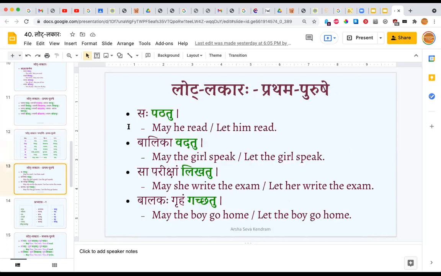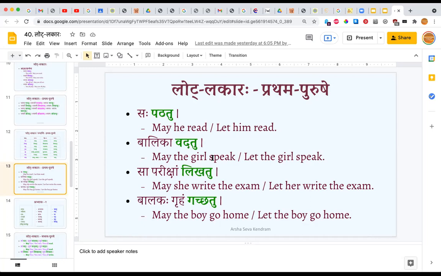So how can we use it in sentences? Saha pathatu. Remember, we are still studying Prathama Purusha. So Saha is Prathama Purusha. Saha is he. Saha pathatu. May he read. Let him read. Lot Lakara is Agnya, Prarthana, right? May he read. Let him read.